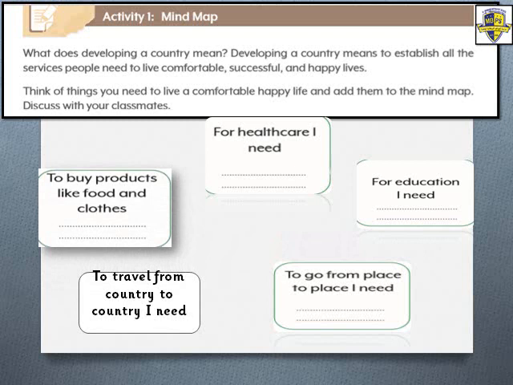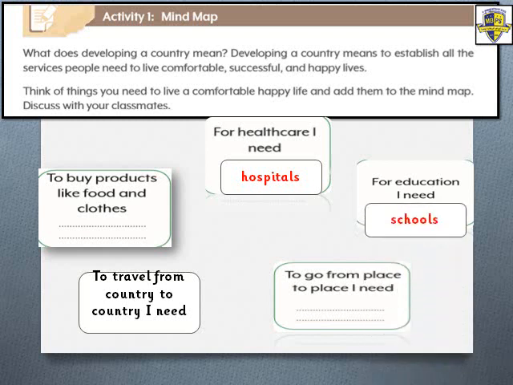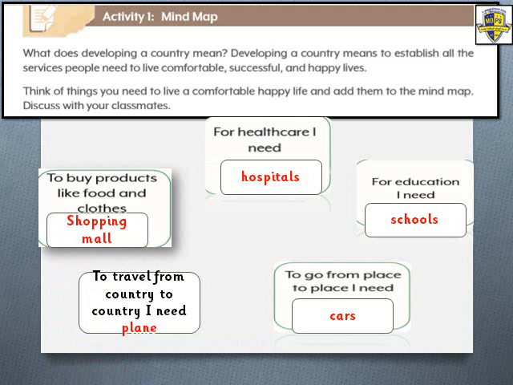For healthcare, I need what? Hospitals, yes, or medical centers. For education, we need what? Schools, universities, colleges. Okay. To go from place to place, I need cars, bus, taxi. Yes, so transportation. To travel from country to country, I need plane. Yes, airplane. Next, to buy products like food and clothes, I need shopping mall, markets, supermarket. Yes.